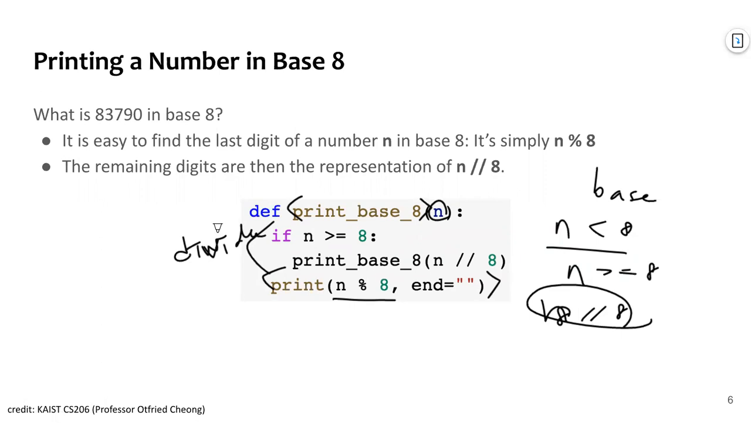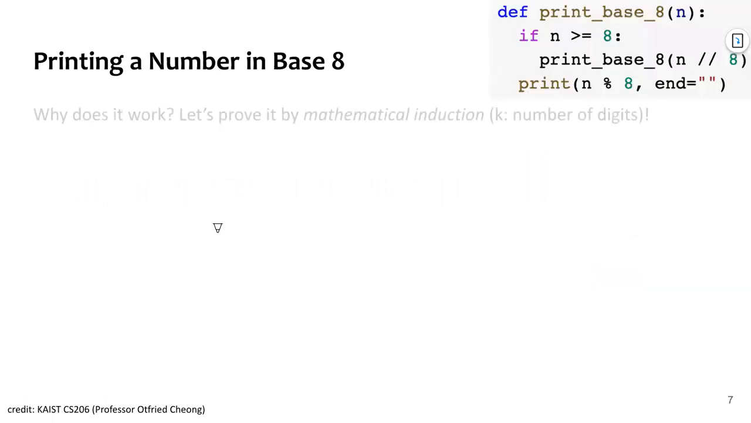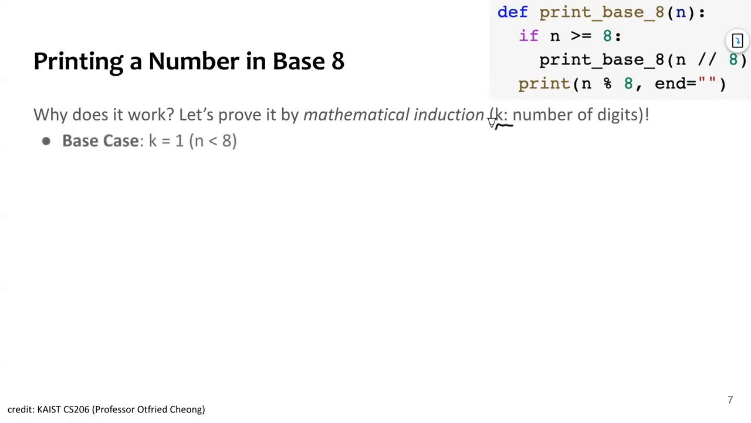All right. So why does it work? Let's prove the functionality of print base 8 by mathematical induction. And here, K denotes the number of digits. So first, the base case is when K is 1. We have just one digit. And as I told you, this corresponds to the case where n is smaller than 8. In this case, print base 8 prints one digit correctly.